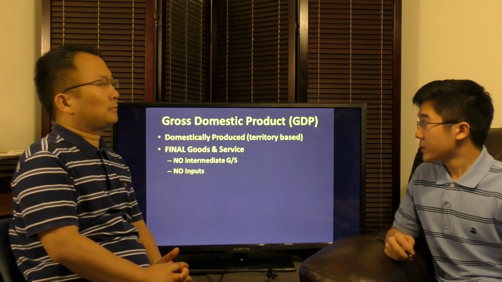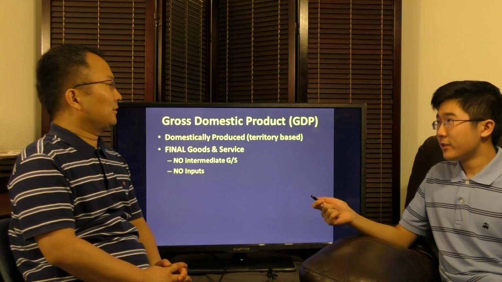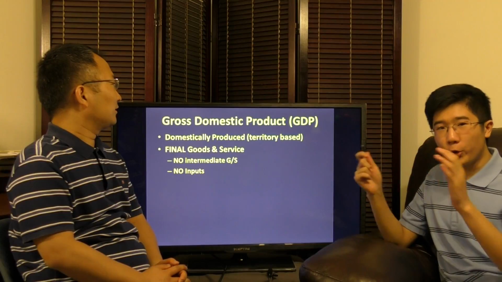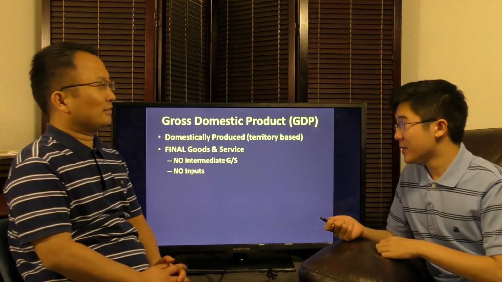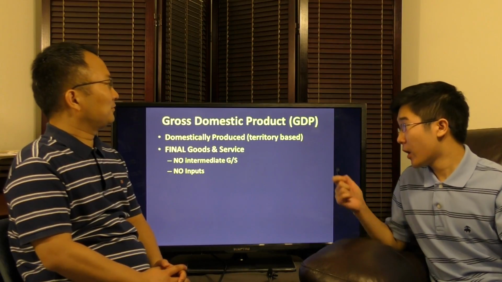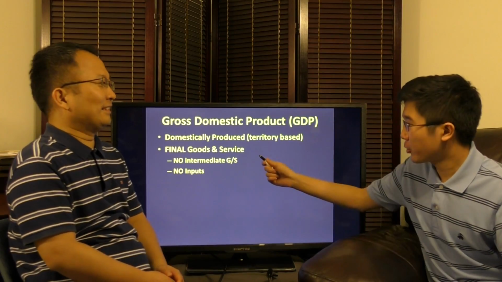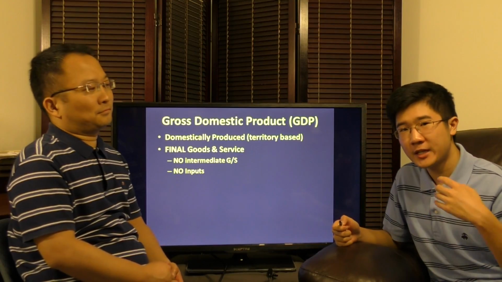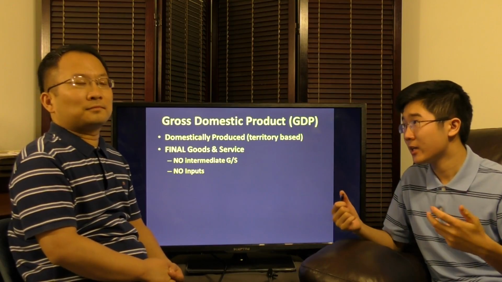GDP stands for gross domestic product, and there are 3 words to remember. Gross means total, everything. Domestic means within the country in which GDP is measured. And product, we need to stress, is final product. We don't count intermediate products or inputs because we don't want to count the same product or the same spending twice.